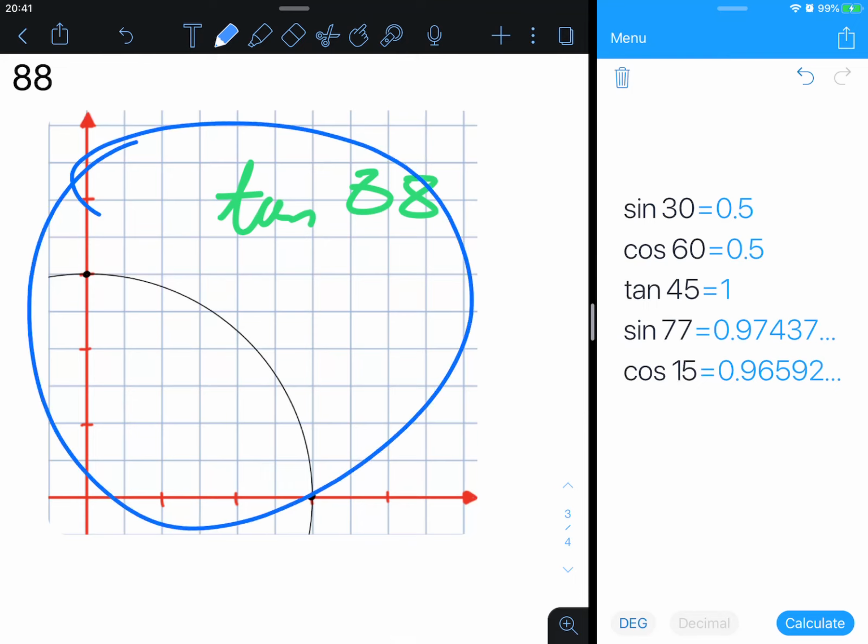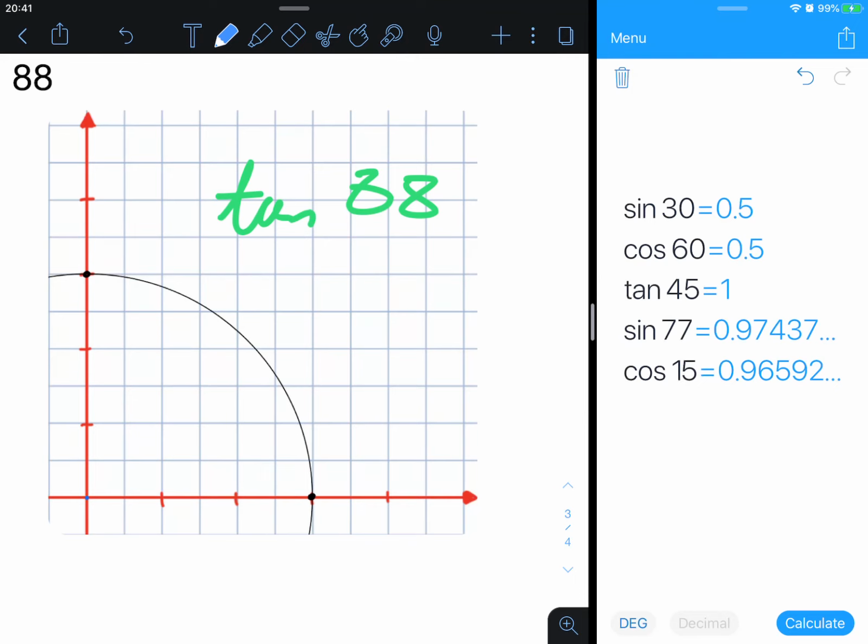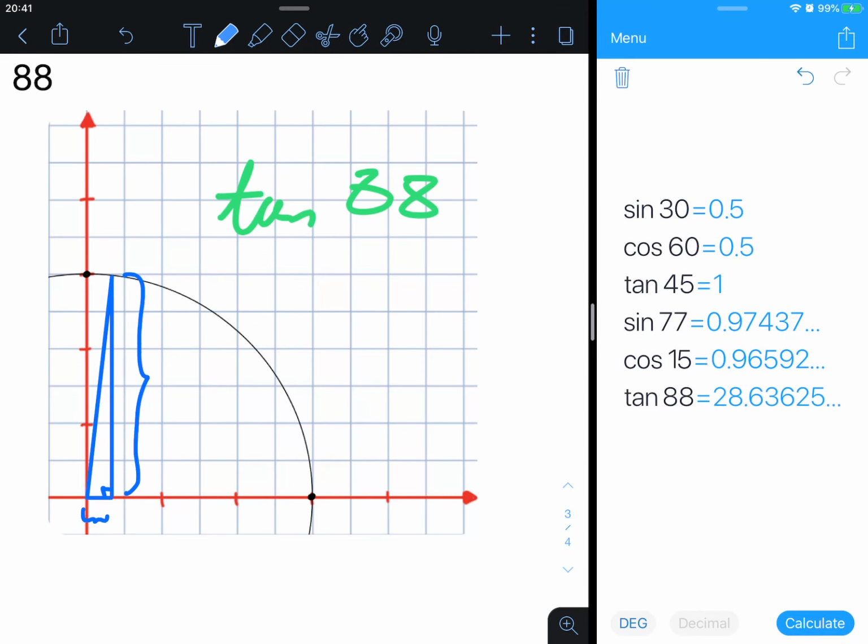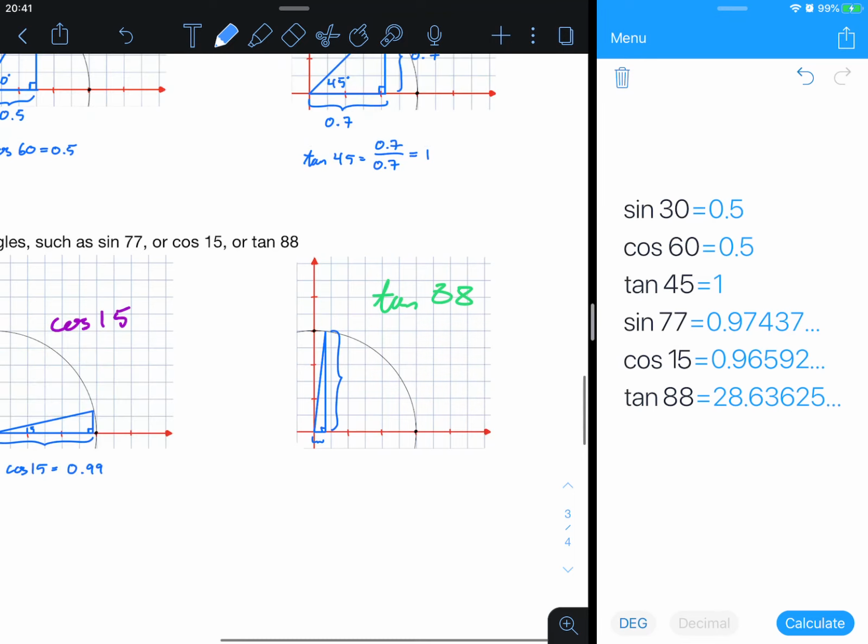I'm not even going to try tan of 88, but the process goes as follows. It draws up a unit circle, makes 88 degrees, very close to 90, like so. Draws up the right angle triangle. And then it takes this length and divides it by this length. I'm not even going to bother trying to guess what that is. Let's just type it into our calculator. Tan of 88, 28.636. There we have it.